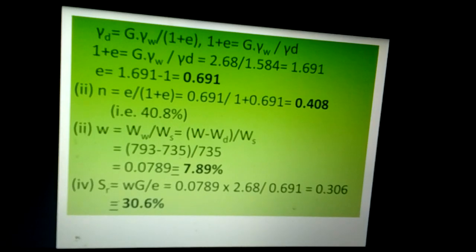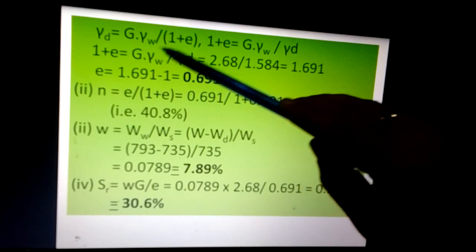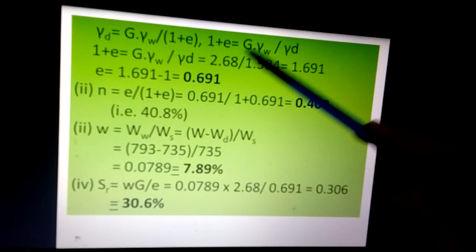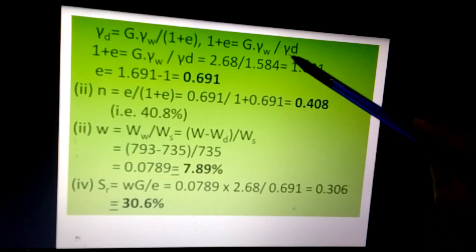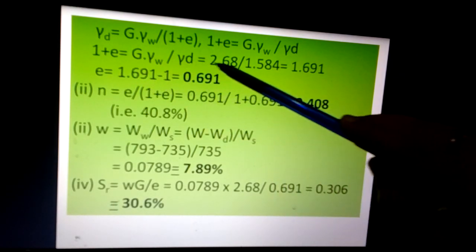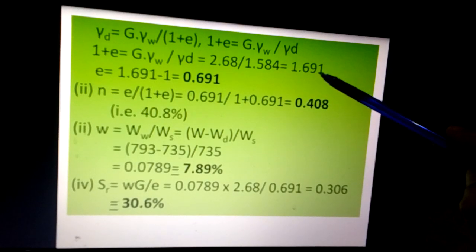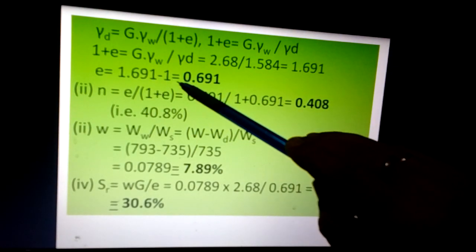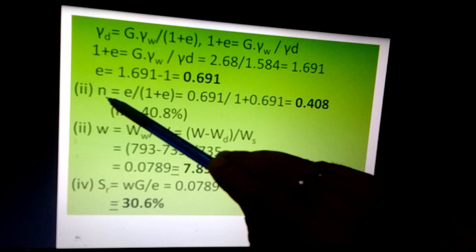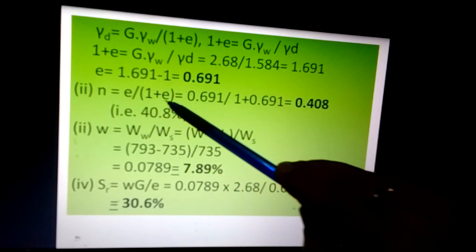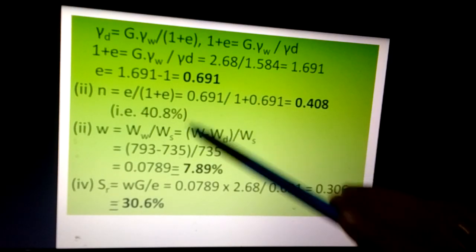By using this value, you can find gamma D from one more relation, G gamma W by 1 plus E, and from this relation we can find the void ratio. So 1 plus E equals G gamma W by gamma D, and putting all the values, G 2.68 divided by 1.584 equals 1.691, and from there we get E, the void ratio, equal to 0.691. Now using the relationship between void ratio and porosity, porosity equals E divided by 1 plus E. Putting the value of void ratio here, we get porosity 0.408, that is 40.8%.